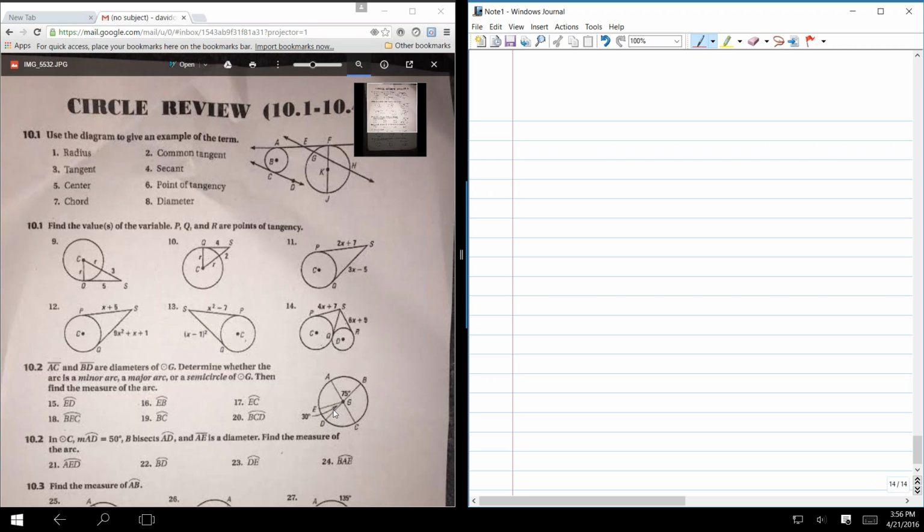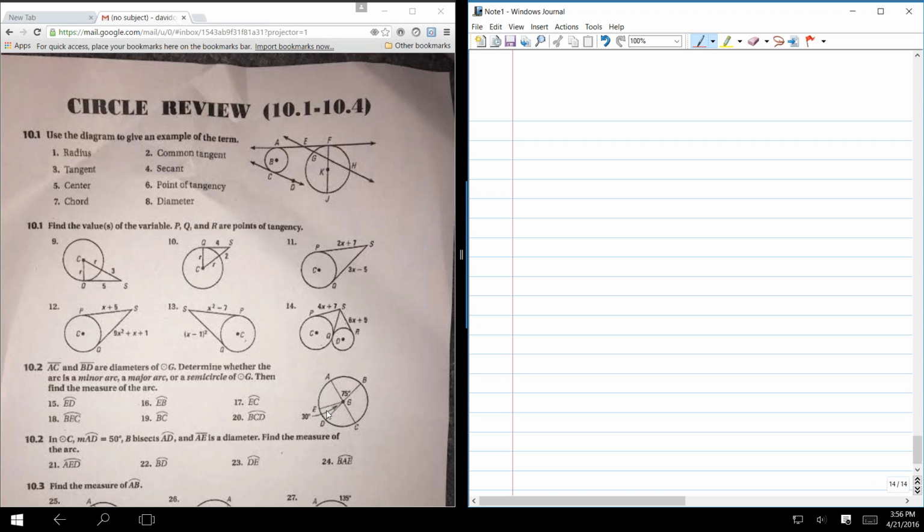What is arc ED equal to in 10.2? ED is equal to 30. Correct. The arc, in other words, is the same as the central angle. Okay, what's arc EB equal to? 75. Okay, how about arc EC? 30.